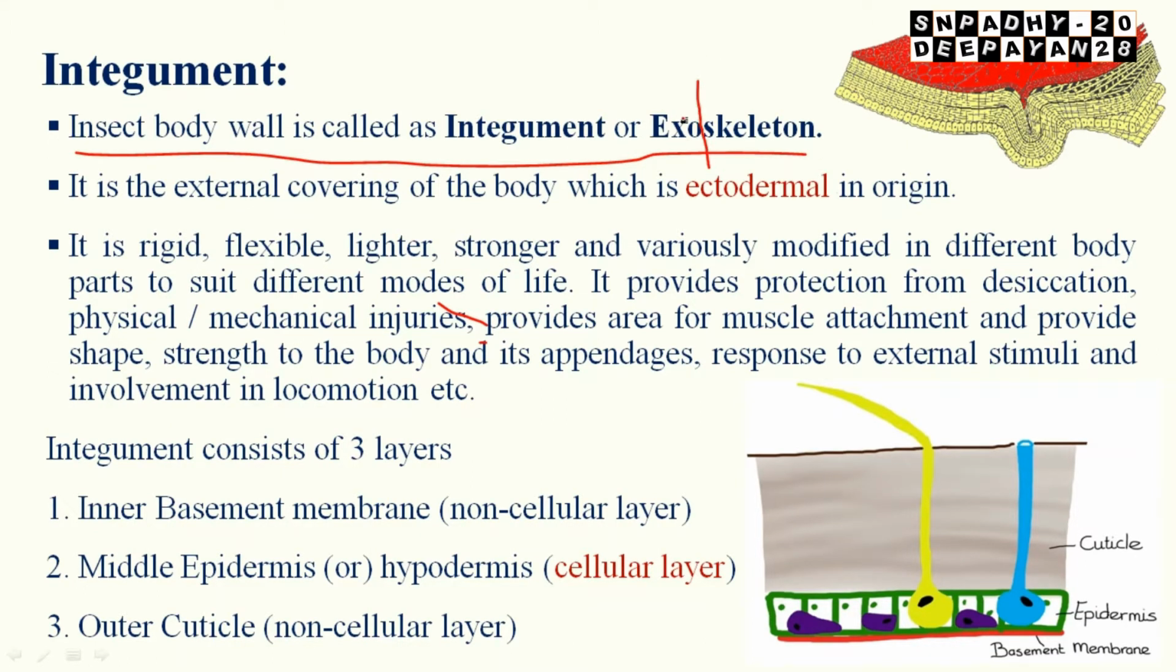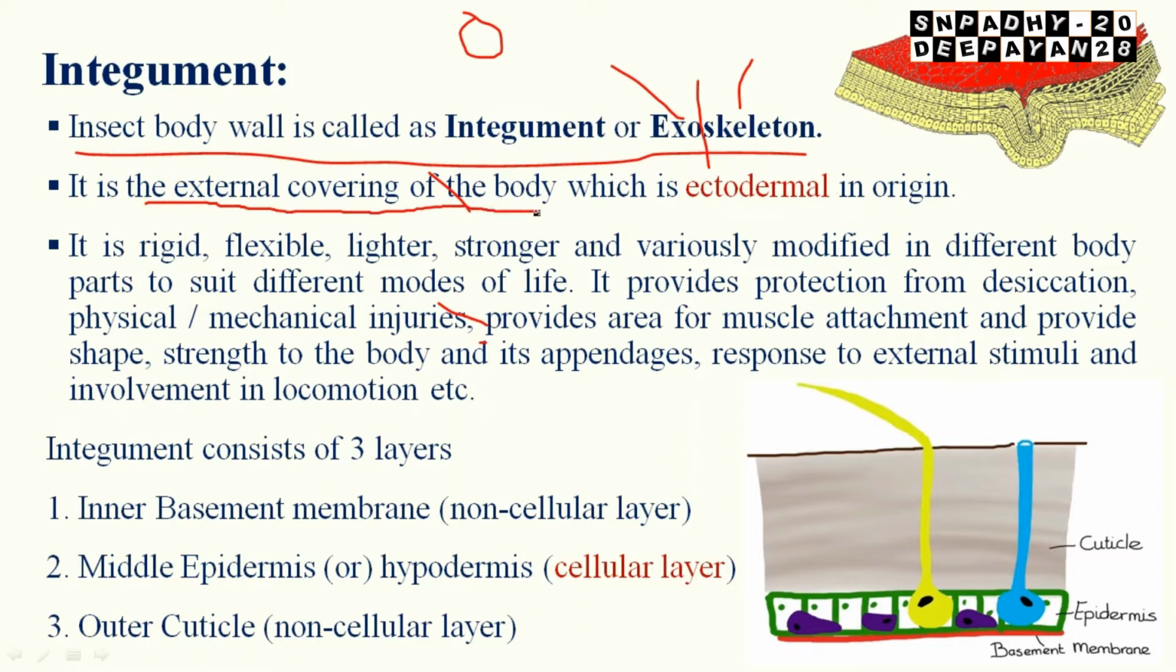What do you mean by exoskeleton? Exo means outer, skeleton means the skeleton. The outer part, or the integument or the skin, is known as what? Integument or exoskeleton. Leave those things. So here one more important thing is what?